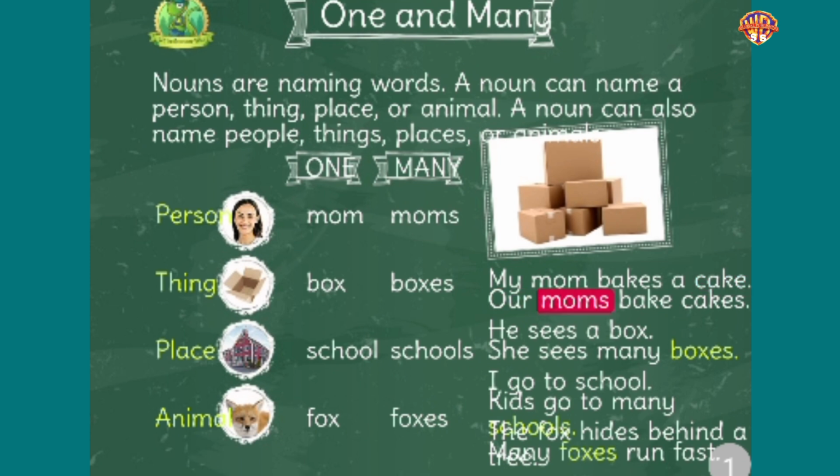Our moms bake cakes. He sees a box. She sees many boxes. I go to school. Kids go to many schools. The fox hides behind a tree. Many foxes run fast.